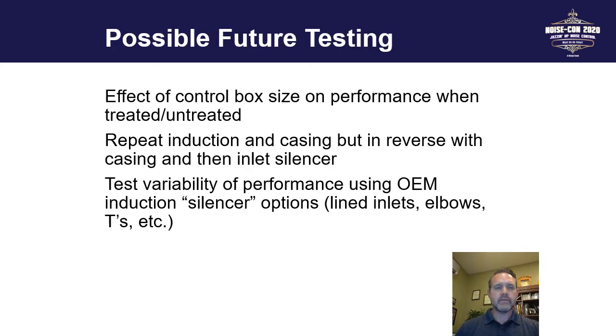Possible future testing, if we want to take a look at that, could be the effect of the control box size on performance when treated and untreated. Again, what is the impact of the control box because of its surface area, depending on its size, maybe even where it's located on a unit. We'd also maybe take a look at repeating the induction and casing, but doing it in reverse order, right? Looking at putting the casing on first and then the silencer, see what we would expect the performance to be the same, but it'd be interesting to take a look at that.